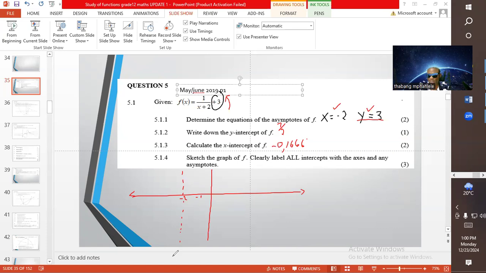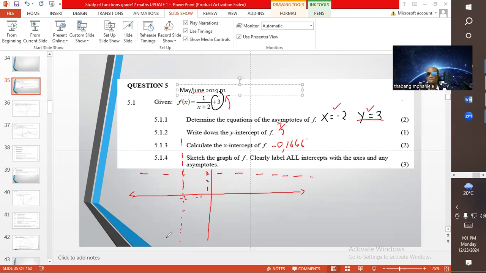You still remember I said the x-asymptote is a vertical line. It has to cut the x-axis. The x-asymptote has to pass your x-axis. The y-asymptote is 3. 1, 2, 3. The y-asymptote is here. 3.